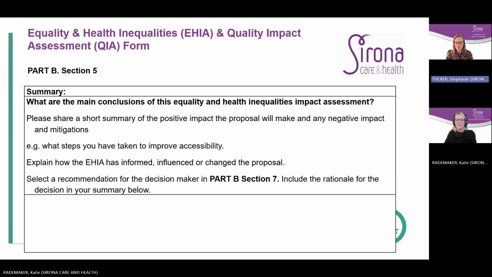Okay, let's move to Part B, Section 5. This is your summary. This is where you summarise the main conclusions of the Equality and Health Inequalities Impact Assessment. This is important to explain how the EHIA has informed, influenced or changed your proposal. Thank you. That's Part B, Section 5.